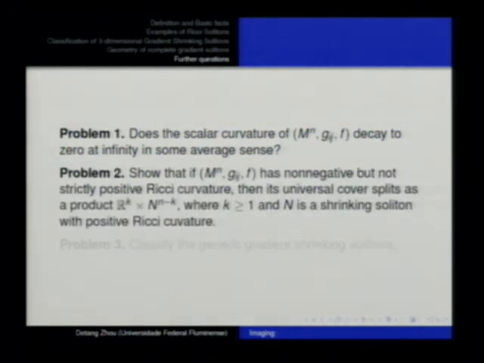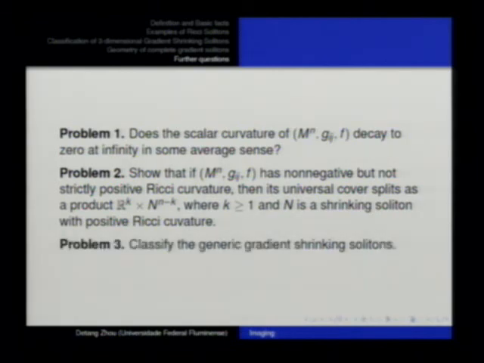And another thing is, can we classify, if you have non-negative but not strictly positive Ricci curvature, can you say that the universal cover splits as a product, where the N has positive curvature? That means if you have one direction with 0 Ricci curvature, then the direction should go to infinity. So you have a splitting.